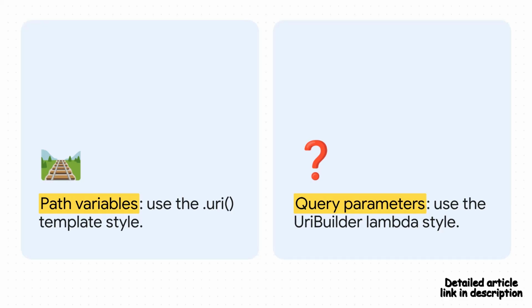So here is the golden rule for keeping your code clean. Pick the right flavor. Use the template style, like /posts/{id}, when you're dealing with path variables. But the second you need to construct dynamic query parameters or optional segments, switch over and use that UriBuilder style.